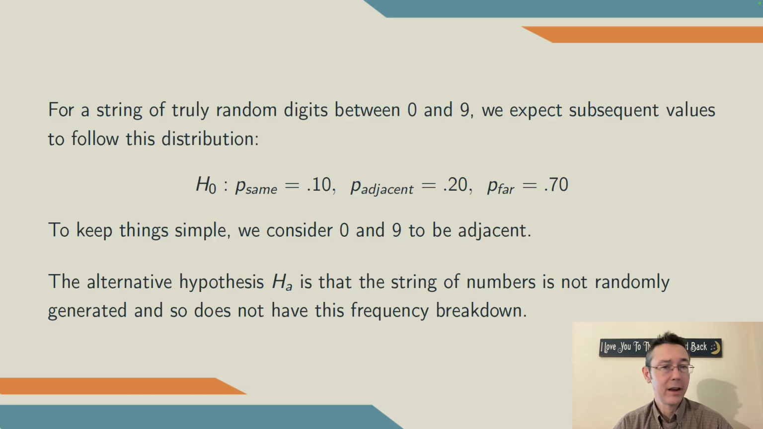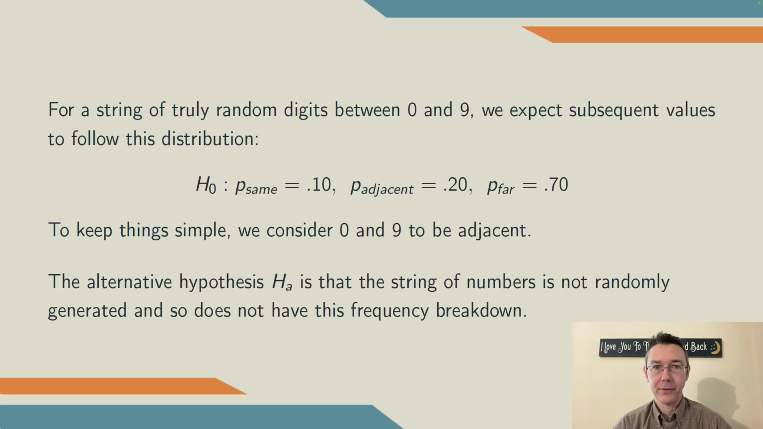For a truly random string of digits between 0 and 9, subsequent values are going to be identical to one another 10% of the time on average. They'll differ by 1, 20% of the time on average. And they won't be either of those things 70% of the time on average. I'm calling that being far away from one another. To keep things simple here, I'm considering the digits 0 and 9 to be adjacent to one another, to differ by 1, as if they were on the face of a clock.